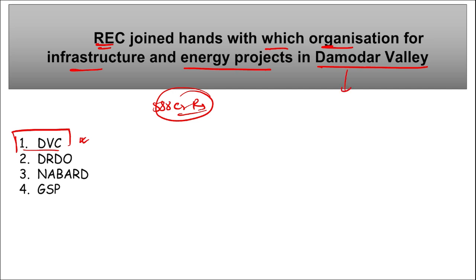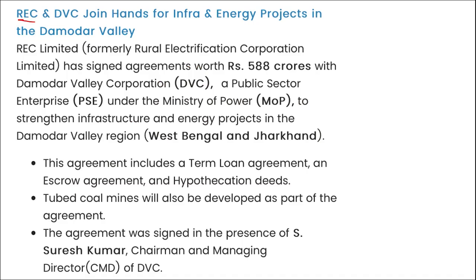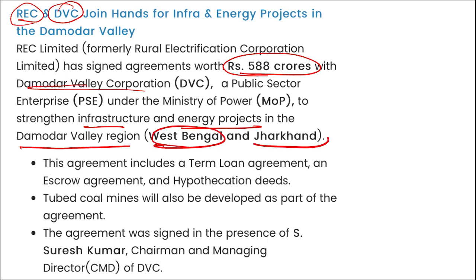Where is this Damodar Valley region? That is in West Bengal and Jharkhand. Correct? Take a note of this. Here you can see REC and DVC, that is Damodar Valley Corporation. They together recently signed a contract worth 588 crore rupees, and it is to basically strengthen infrastructure and energy projects in Damodar Valley region, that is in West Bengal and Jharkhand.